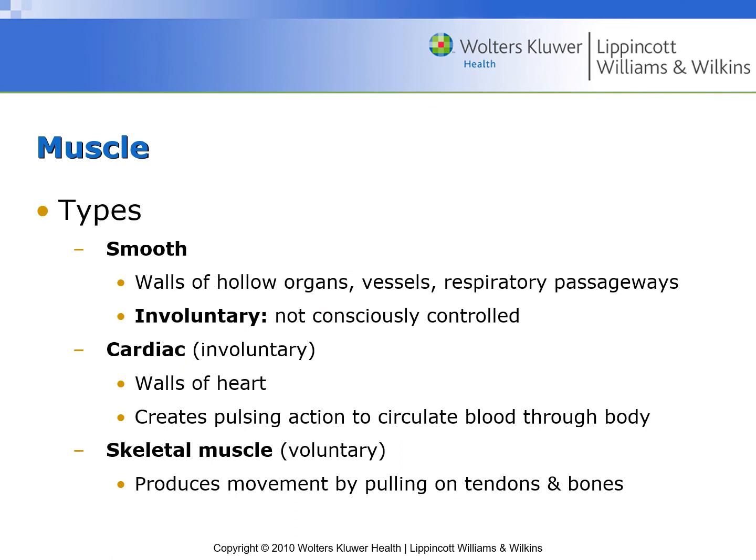Let us now consider the three types of muscle tissue that are found in the human body. Smooth muscle tissue is found in the walls of hollow organs, vessels, and respiratory passageways. Smooth muscle is involuntary, meaning it is not something that we can consciously control. Cardiac muscle is also involuntary. It is found in the walls of the heart. It creates a pulsing action to circulate blood throughout the body. And then we have skeletal muscle. Skeletal muscle is voluntary, and it produces movement by pulling on tendons and bones.